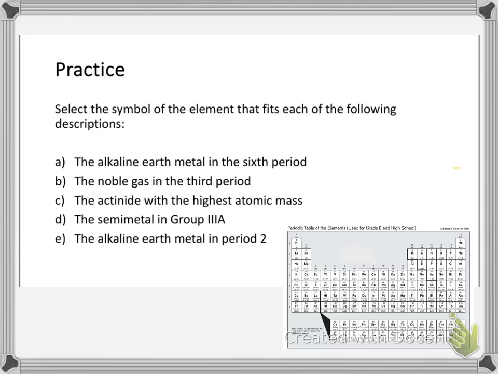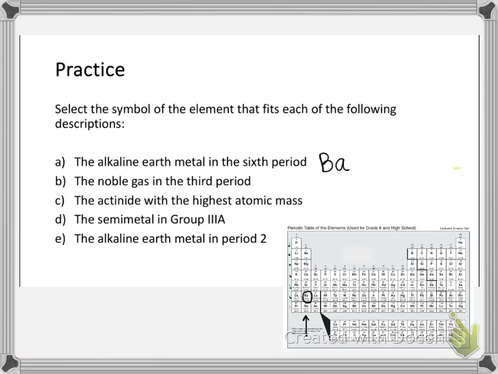So, letter A, the alkaline earth metal in the 6th period. Alkaline earth metals are this second column. And so the 6th period, it's 1, 2, 3, 4, 5, 6. So it would be right here, and it would be barium. Now, this periodic table is really tiny, so if I mess up, just go with it.